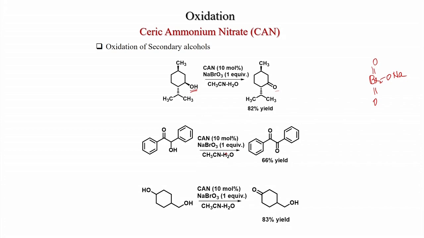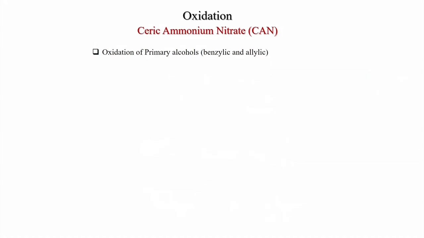And this is a very interesting reaction. Here one secondary alcohol and one primary alcohol is there, and under this condition, ceric ammonium nitrate 10 mole percent, sodium bromate 1 equivalent in acetonitrile water, only secondary alcohol is getting oxidized. So, when there is a primary alcohol, then simple primary alcohol may not be oxidized with CAN. And we will see now which kind of primary alcohols can be oxidized with CAN.